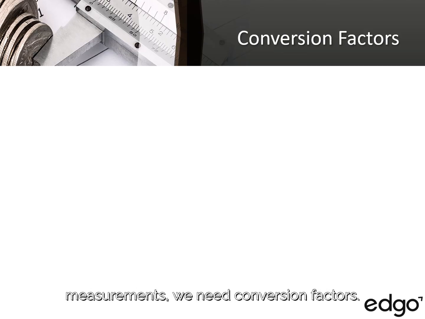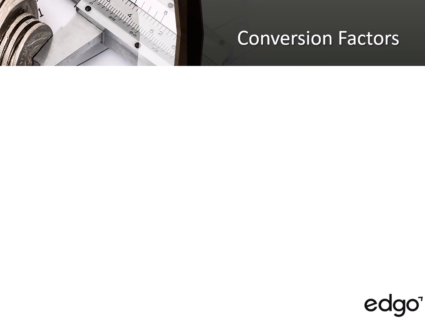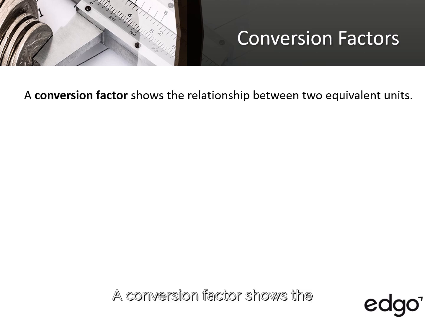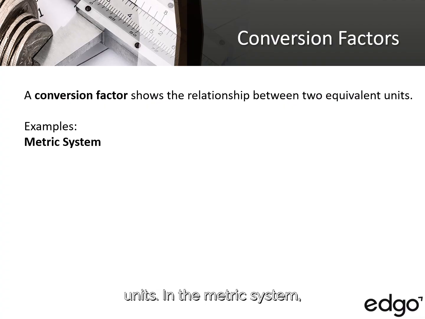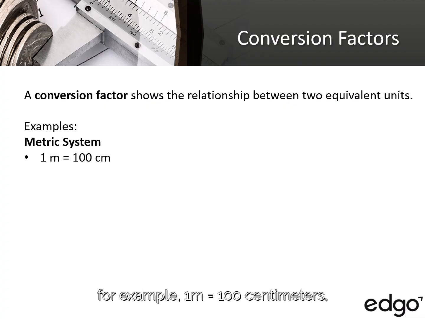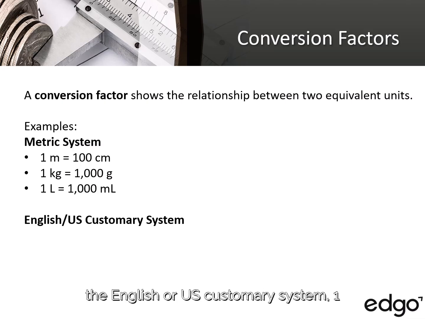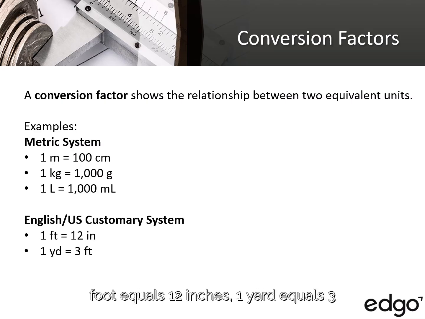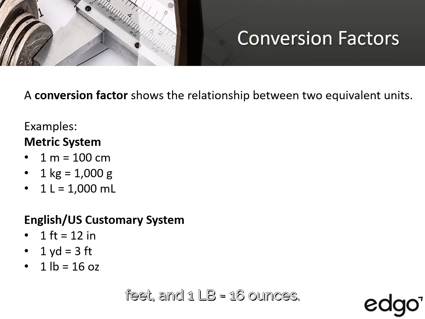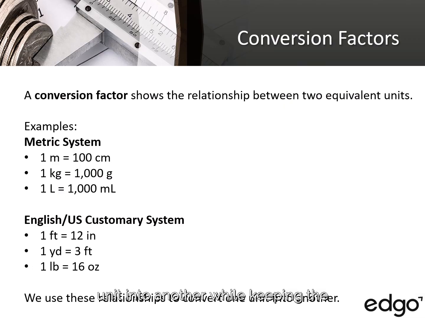To convert measurements, we need conversion factors. A conversion factor shows the relationship between two equivalent units. In the metric system, for example, 1 meter equals 100 centimeters, 1 kilogram equals 1,000 grams, and 1 liter equals 1,000 milliliters. In the English or US customary system, 1 foot equals 12 inches, 1 yard equals 3 feet, and 1 pound equals 16 ounces. We use these relationships to change one unit into another while keeping the measurement equivalent.